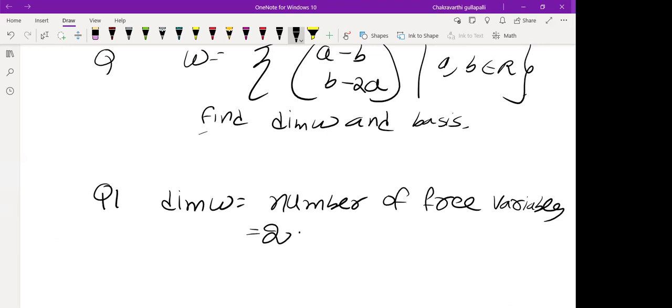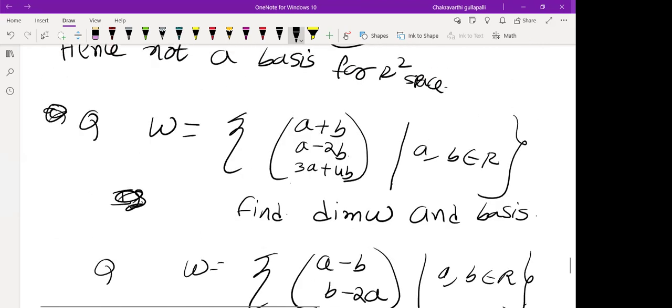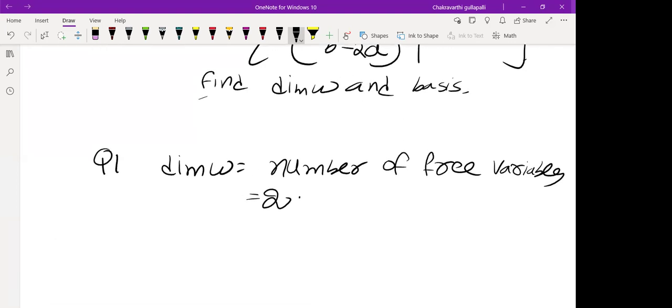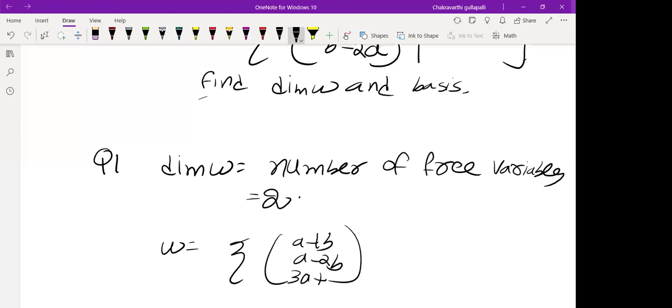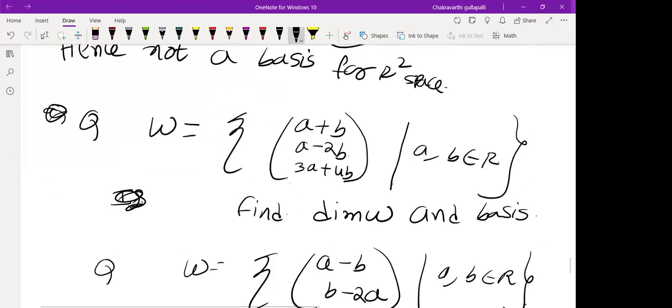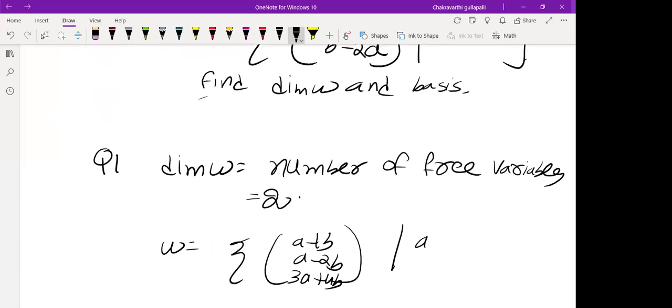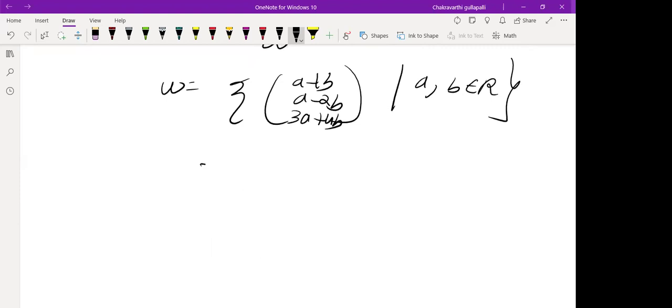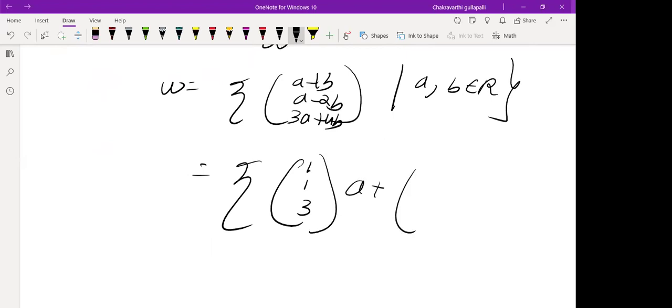Okay. Then we want the basis. What is the basis? We want to know. So W is equal to (A plus B, A minus 2B, 3A plus 4B), such that A, B belong to R. First we should know the spanning set. How to write it? Take all first components, take all second components, the coefficients of A and B, where A, B belong to R.